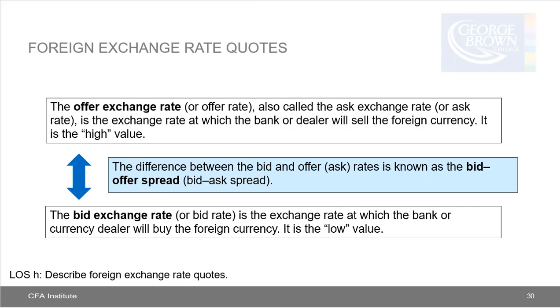Learning outcome statement H is describe foreign exchange rate quotes. When we're looking at buying and selling foreign exchange, it's not a lot different than buying and selling stocks. There's going to be a bid exchange rate, or the bid rate, and that's the exchange rate at which the bank or the currency dealer will buy the foreign currency, and it's the low value. And the offer exchange rate, or the offer rate, also called the ask exchange rate or ask rate, is the exchange rate at which the bank or dealer will sell the foreign currency. It's the high value.